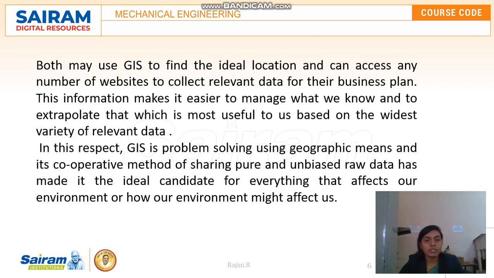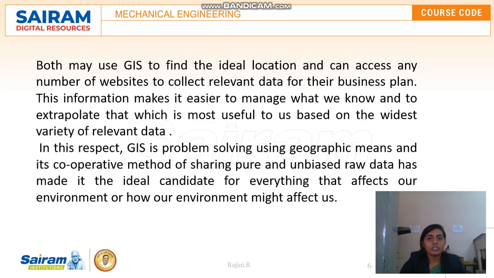And also in this respect, GIS is a kind of problem solving using geographic means, and this cooperative method of sharing pure and unbiased raw data has made it the ideal candidate for everything that affects our environment, or how our environment might affect us. We have to take that into account, and this information makes it easier to manage what we know and to explore what is most useful to us on the basis of the widest variety of relevant data.